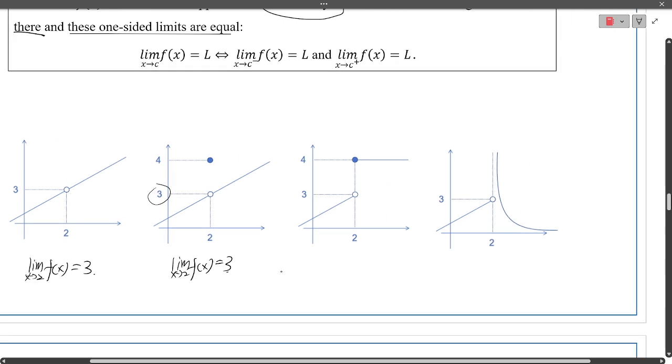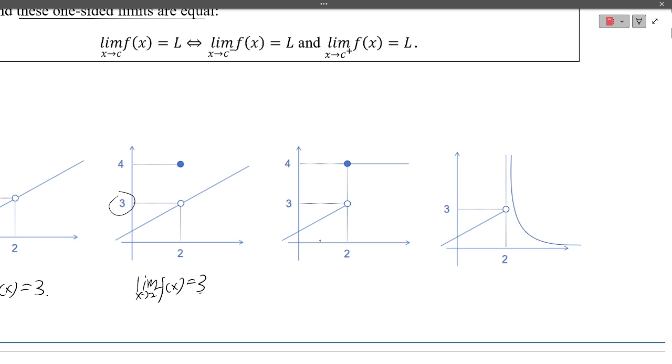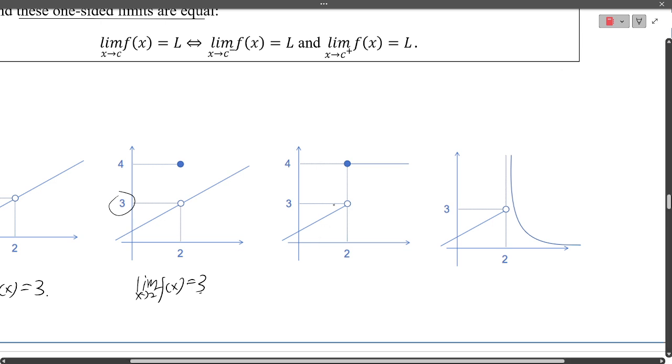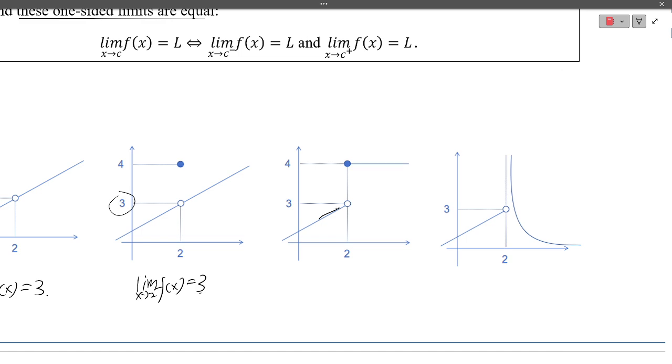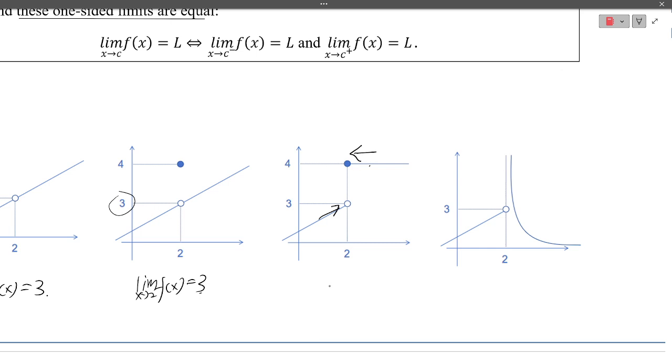And let's go to graph number 3. In the third graph, we can see that as x approaches 2, y approaches 3 from the left and 4 from the right. Since the left-hand and right-hand limits are not equal, the limit does not exist.